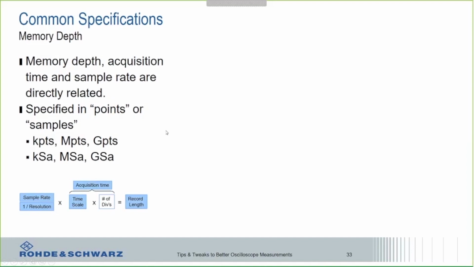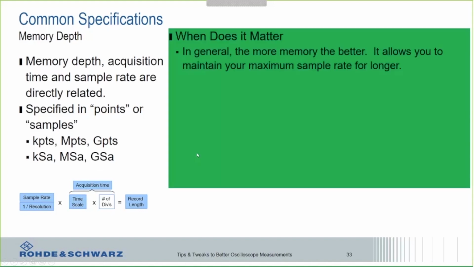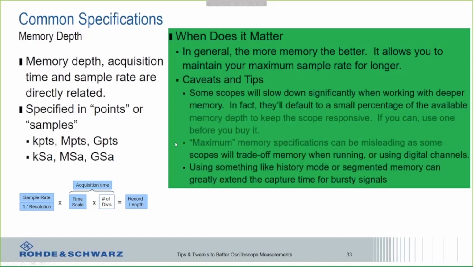Memory depth, acquisition time, and sample rate are all directly related by that equation. You'll often hear it talked about in terms of points, so kilopoints, megapoints, gigapoints, or samples, kilosamples, megasamples, gigasamples. When does it matter? In general, the more memory, the better. It allows you to maintain that maximum sample rate for longer. There are some caveats and tips, though.